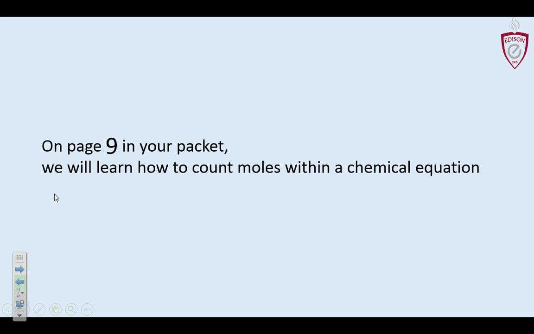Yep. Page 9. But we're going to do moles now on top of it, within a chemical equation. So we're going to add on from where we were before. We were doing compounds, counting atoms in compounds. Now we're going to count moles of atoms in chemical equations. Let's go.